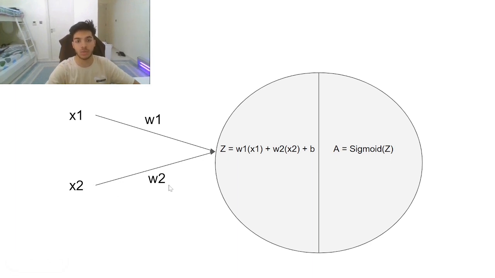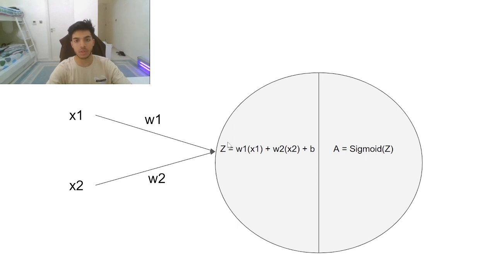We have W1 and W2. These are called weights. Now the purpose of these weights is to determine how much influence these inputs have on the output of this neuron. So let's say, for example, W1 had a large value. It would mean that this input right here, x1, would have a large influence on the output of this neuron. And if W1 had a small value, it would mean that x1 would have a small influence on the output of this neuron.